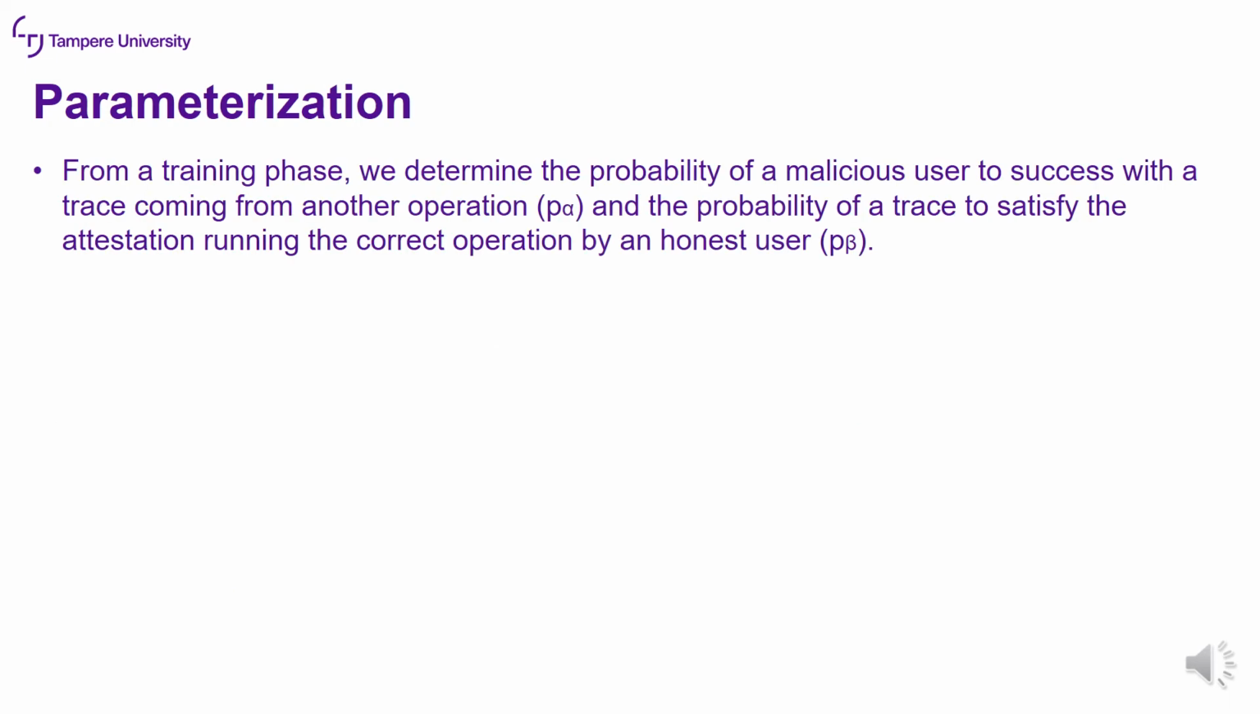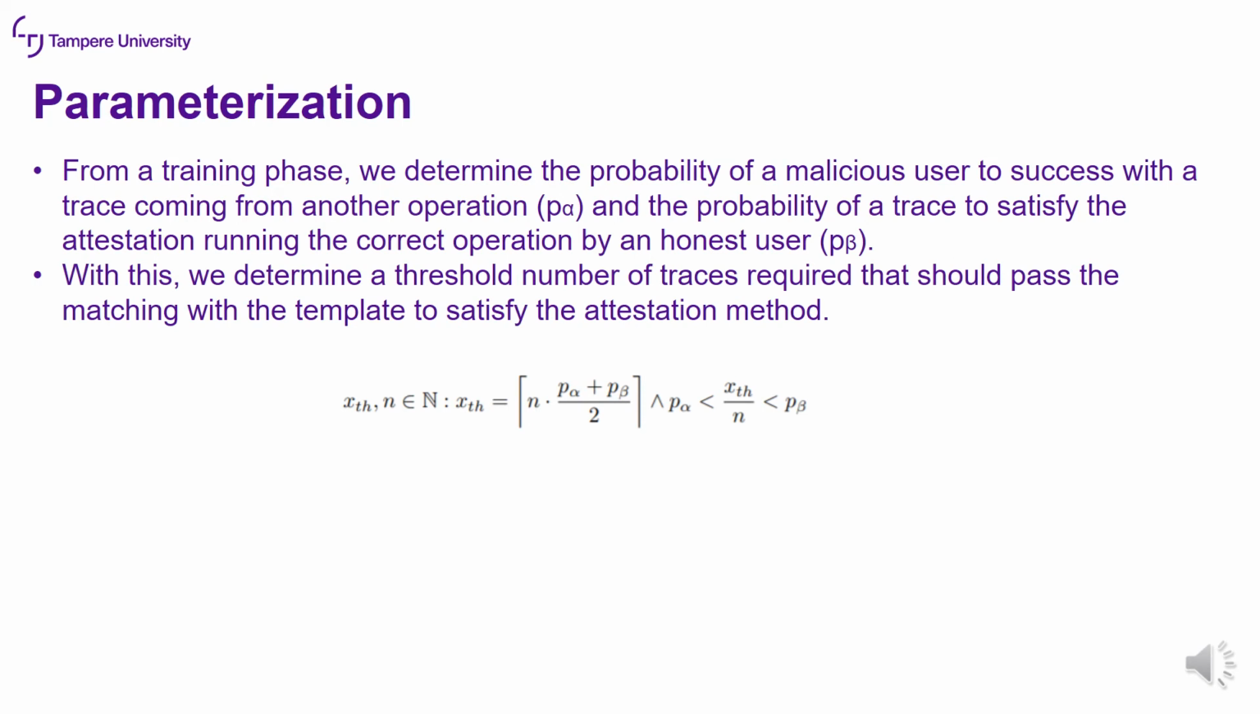In order to do that, we use a training phase in which we determine the probability of a malicious user to succeed with a trace coming from another operation, P alpha, and the probability of a trace to satisfy the attestation running the correct operation by a non-honest user, P beta. With this, we determine by the following formula the number of traces required that should pass the matching with the template to satisfy the attestation method. This threshold can be freely selected by the verifier, and in our case we have selected X threshold divided by the total number of traces to be in the halfway between P alpha and P beta. However, another verifier can set different threshold values.